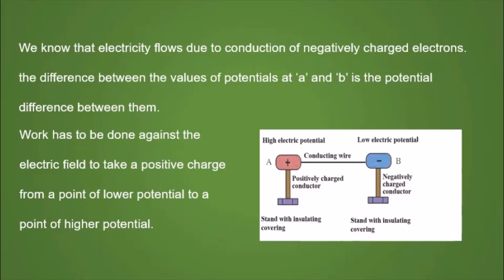Now the flow will continue until the two conductors, A and B, have the same potential, that is until their potential difference becomes zero. Then only the flow of electrons will stop. So now from this we can know that work has to be done against the electric field to take a positive charge from a point of lower potential to a point of higher potential.